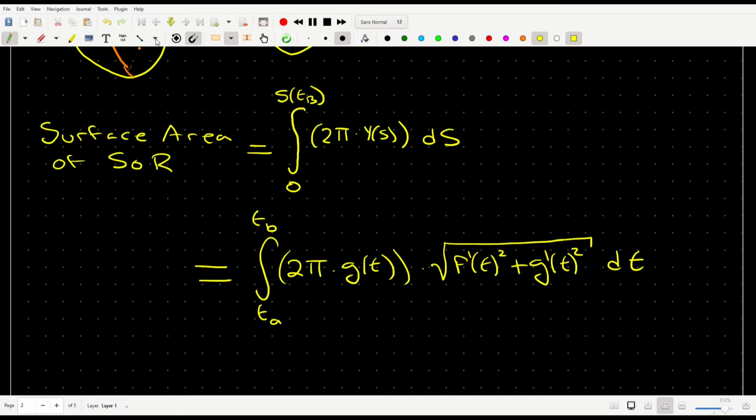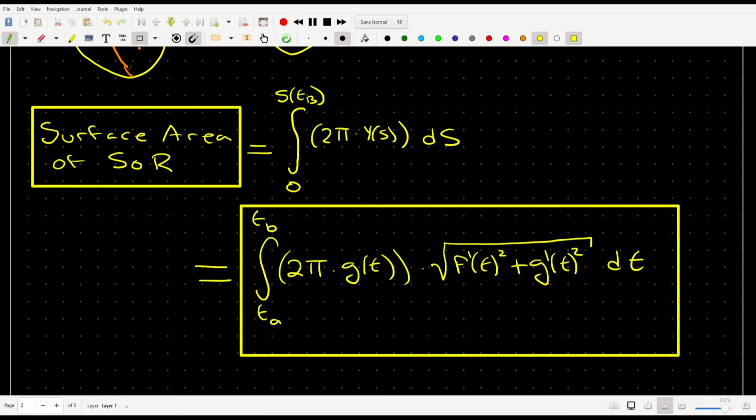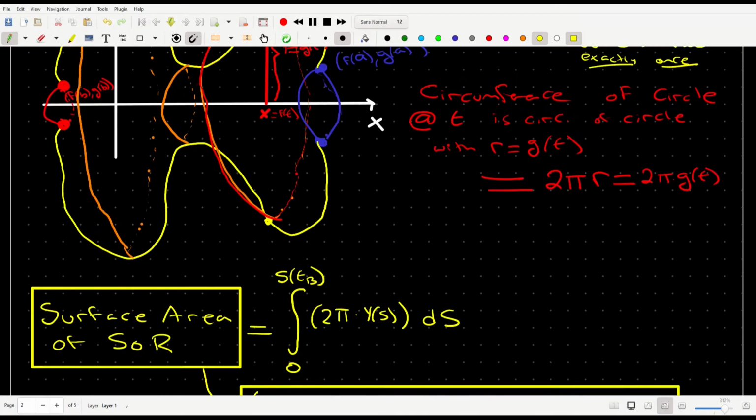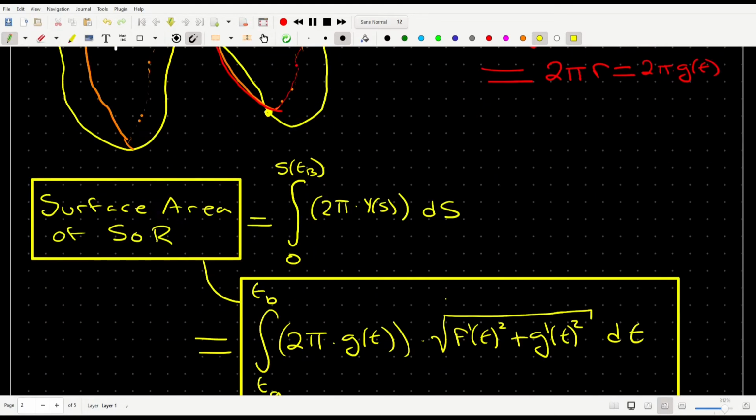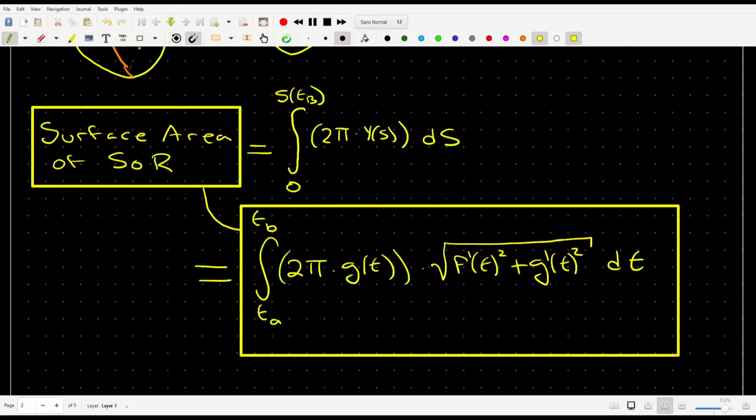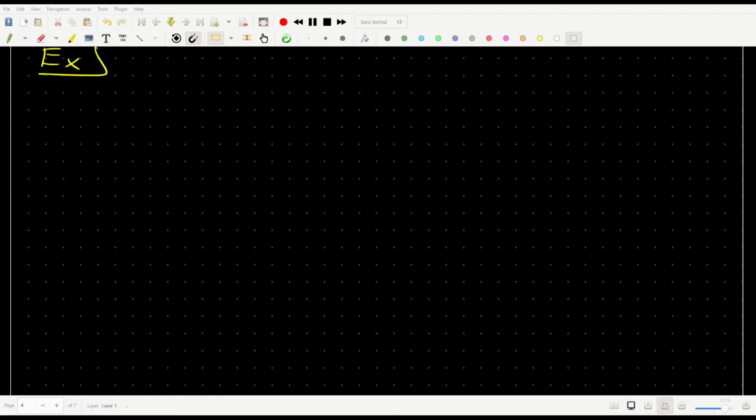And so this is it. This is the formula that we need to evaluate if we want to find the surface area of a general region. And our conditions are met. So y is greater than or equal to 0, and the points in the curve are traversed exactly once. So I want to go through and show a couple different examples of applying this formula.